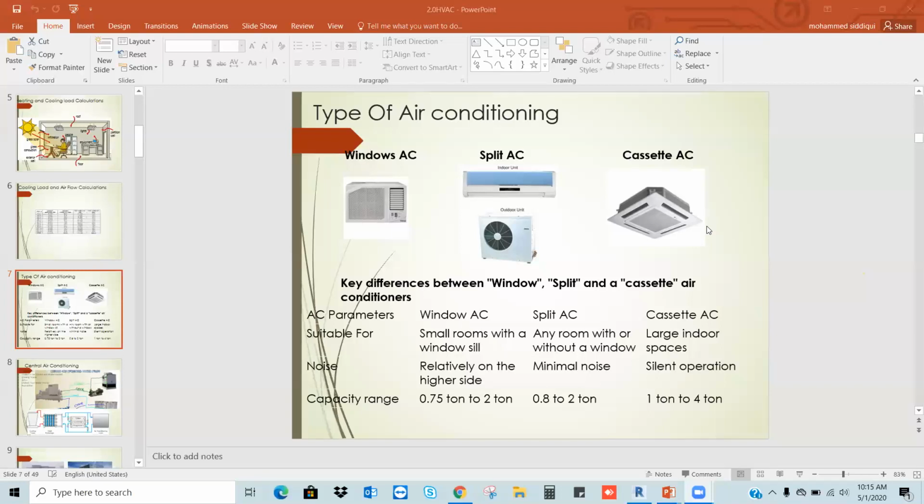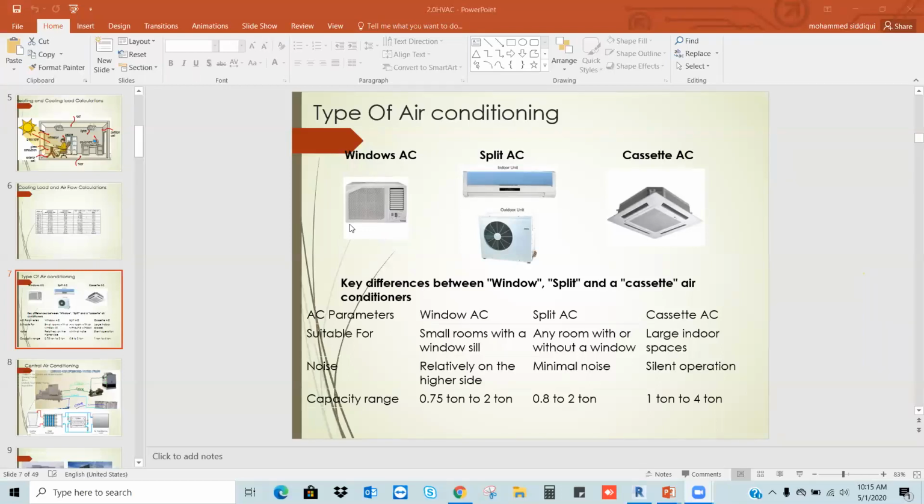Let's say, for example, I am taking the window AC. Generally, where I keep my window AC, within the window, a part will be kept outside of the building, and a small portion of the part I will keep inside of the building. So I will place this within the window.